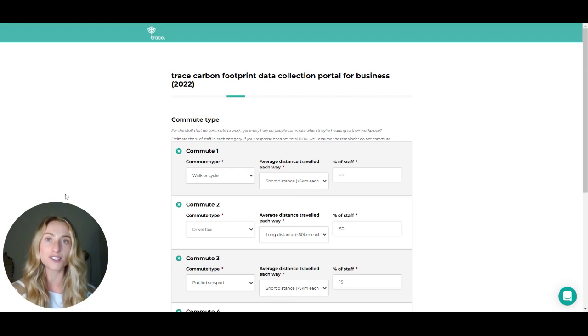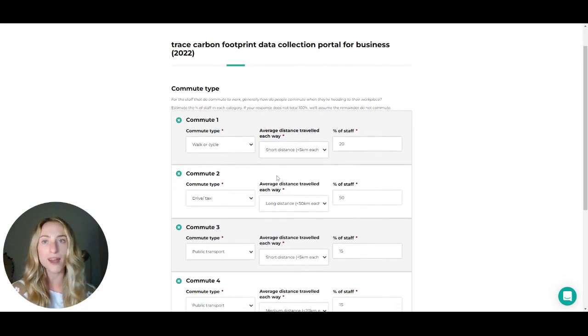If you are completely unsure of how your employees commute, we can help you to accurately gather this data with our employee campaign. This helps your staff to understand their personal carbon footprint.